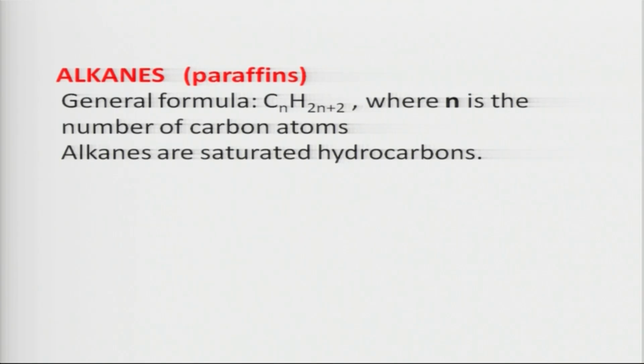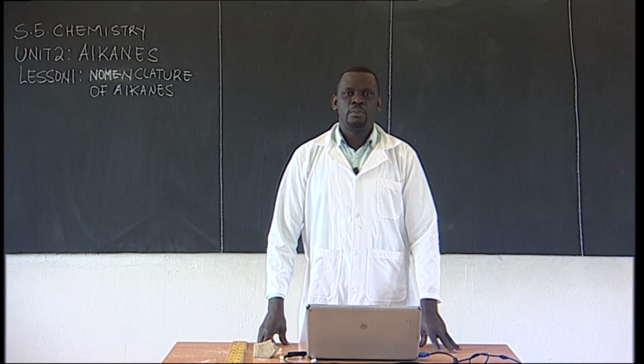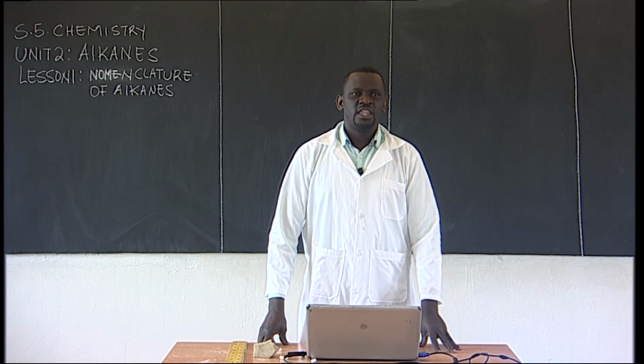Alkanes are actually part of our homologous series and part of our organic compounds. The general formula of alkanes is CnH2n plus what? 2. And they're actually saturated hydrocarbons. Most of them naturally exist in things we use as fuels, like for example, paraffin. Actually, the other name for alkanes is paraffins.